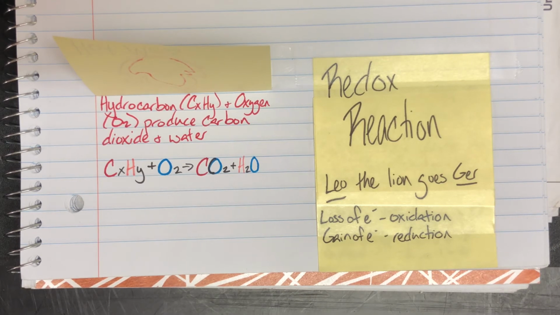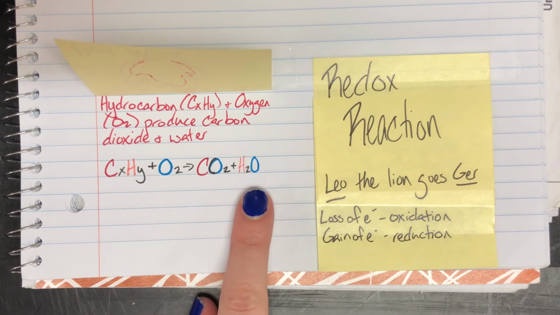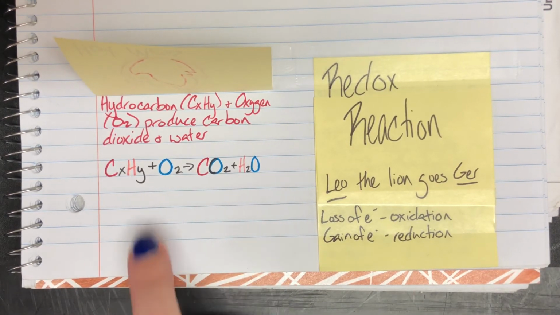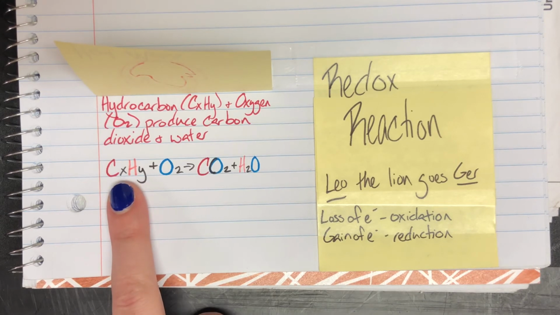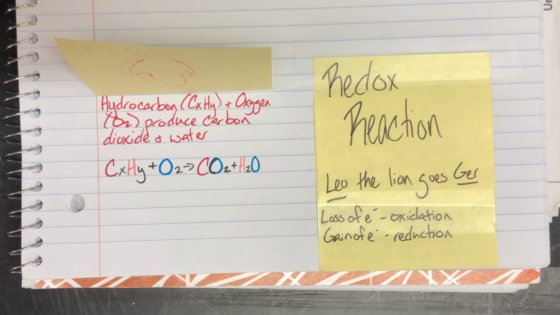What is going to stay the same all the time, though, is that I will always be adding it with oxygen, and I will always produce carbon dioxide and water. These three stay the same all the time. This is the only thing that can change, and it's just going to be the subscripts that are going to change, not the actual, completely different elements.